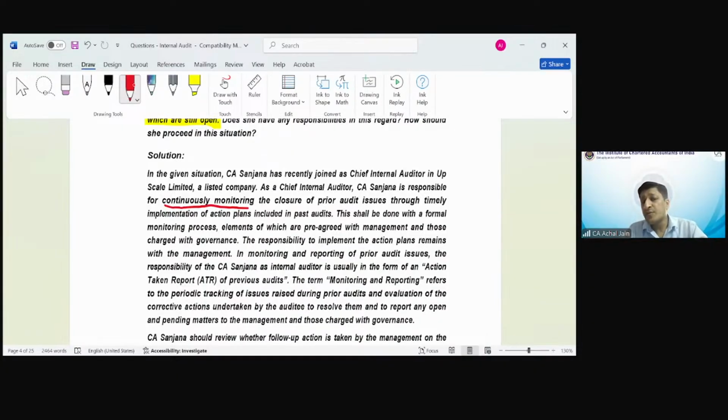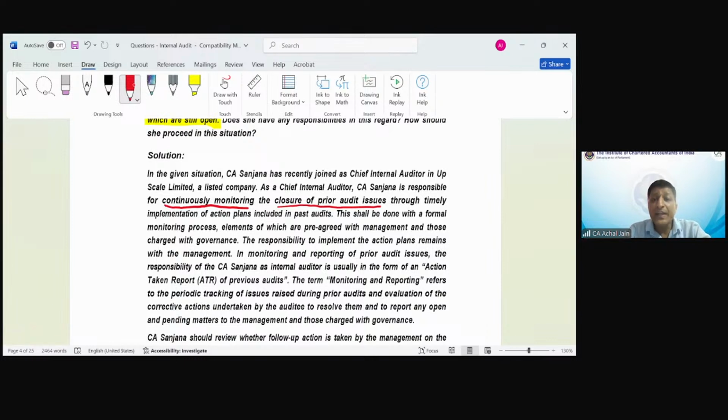There were some issues raised in the previous reports. For those issues, some action plan would have been prepared and some timelines would have been set. But if those issues continue to remain, the effectiveness of those previous audit reports will go down. Otherwise, what is the use of internal audit? Yes or no? So that's why she will be responsible for continuously monitoring the closure of those issues.